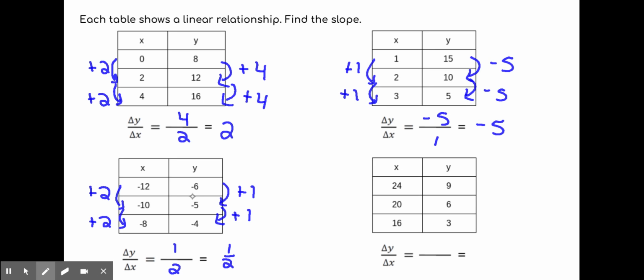All right, if you find the negatives confusing, a number line would be very helpful. Okay, so to get from -6 to -5, that's getting bigger. So that's the positive direction, one space. From -5 to -4 is a +1. From -12 to -10, that's getting bigger. So it's a positive and it's two spaces. -10 to -8 is +2. So my change in y is 1, my change in x is 2. +1 over +2 is +1/2. Okay? All right, you try this one.